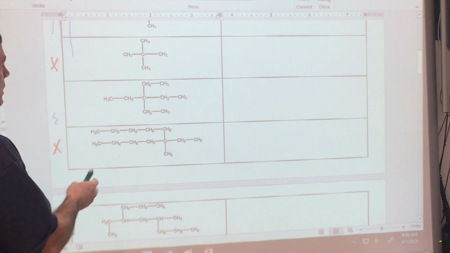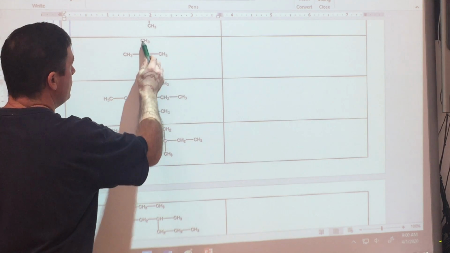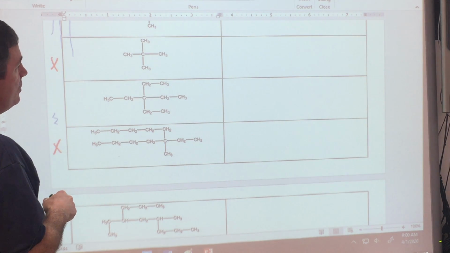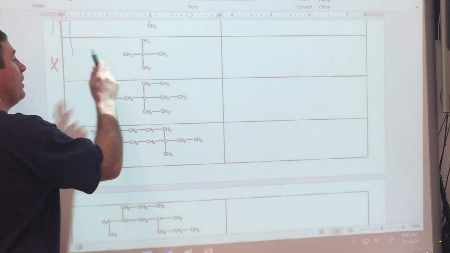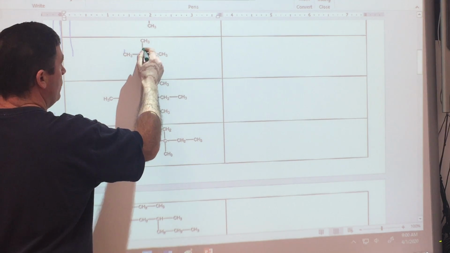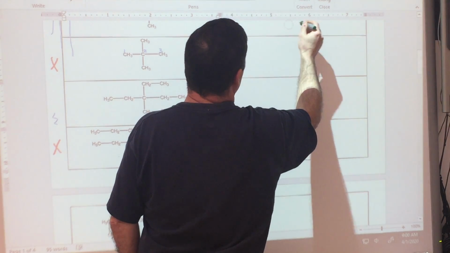Okay, this one here. 1, 2, 3. It doesn't matter. Both of the substituent groups are coming off of the second carbon. So my long chain is 3, 1, 2, 3. It's a little bit thicker.